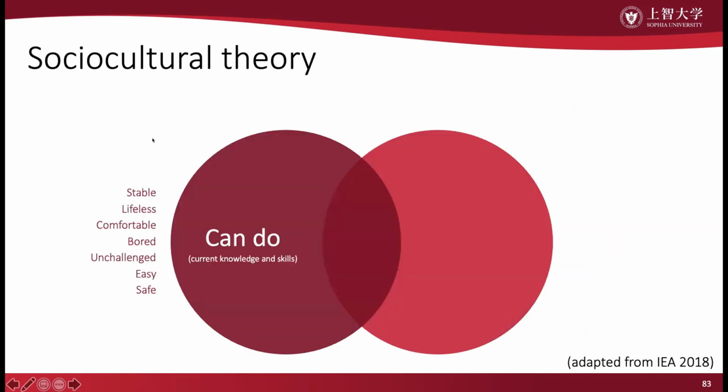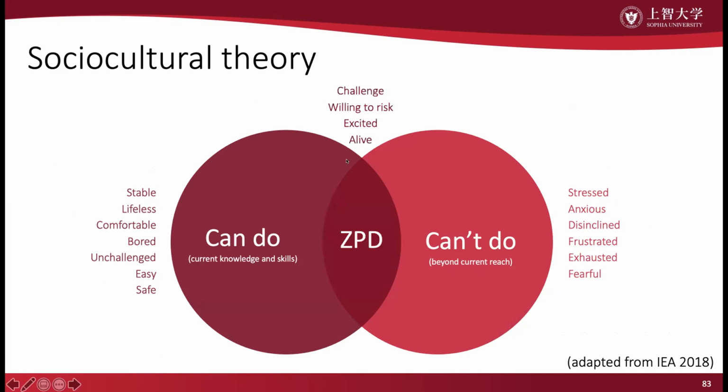On the one side, we have what students can do, their current knowledge and skills. And here they may be stable, but they also may feel bored and unchallenged. And on the other side, we have what students can't do, what's beyond their current reach. And here they may feel anxious or frustrated. And between these two, we have ZPD, where the students feel challenged, excited, and engaged.